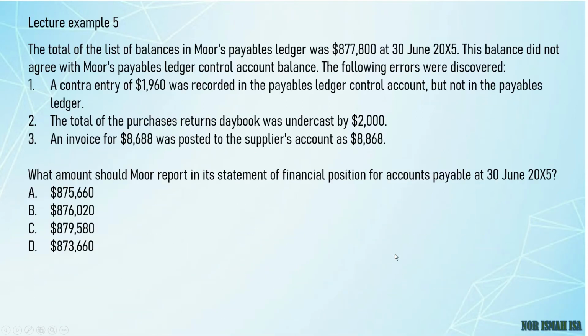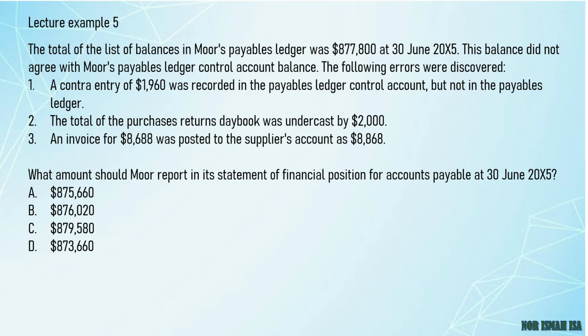Now let's go to lecture example 5. This is an MCQ question. The question asks you, what amount should Mo report in the statement of financial position for accounts payable at 30th June 2005? So we have the list of answers here.